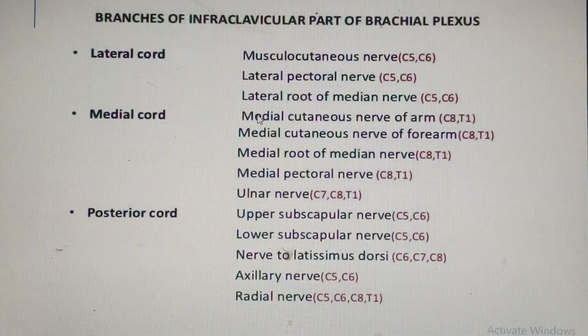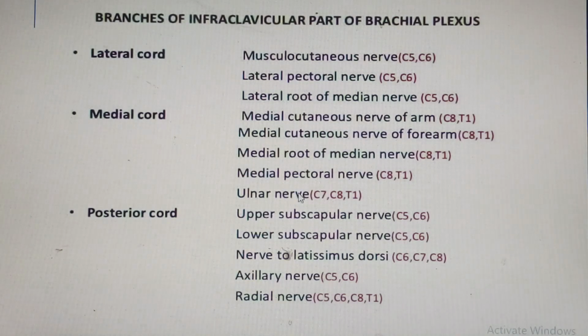So the M's are medial cutaneous nerve of arm, medial cutaneous nerve of forearm. Both of them, their root values are C8, T1. Please get to know C8 and T1. Then we also have medial root of median nerve. Yes, that's also C8, T1. Then medial pectoral nerve. Yes, C8, T1. So simple. Medial cord of the brachial plexus, C8, T1 mainly.